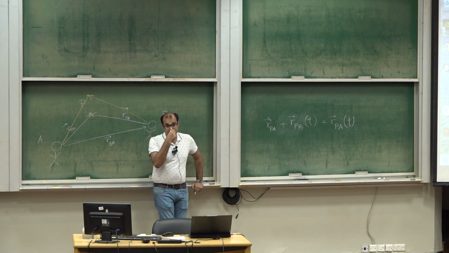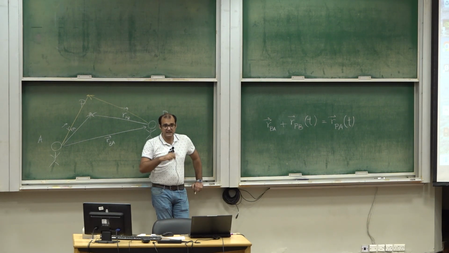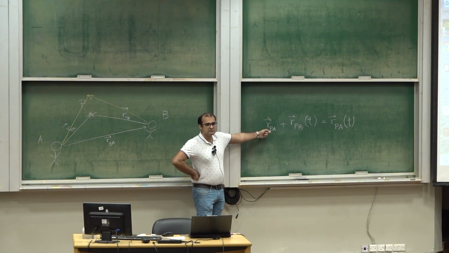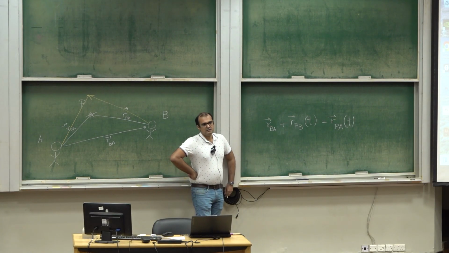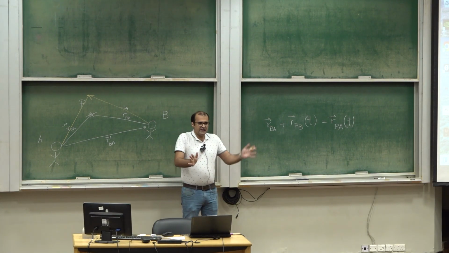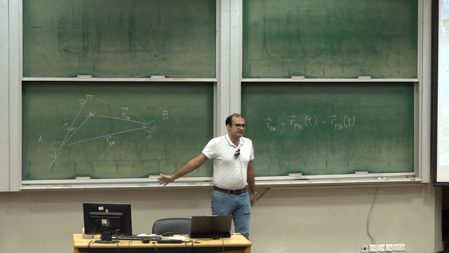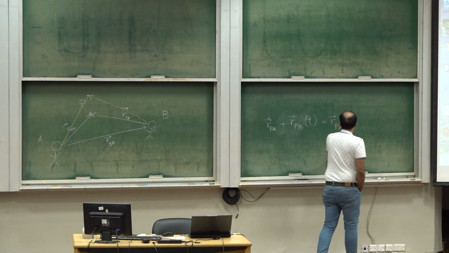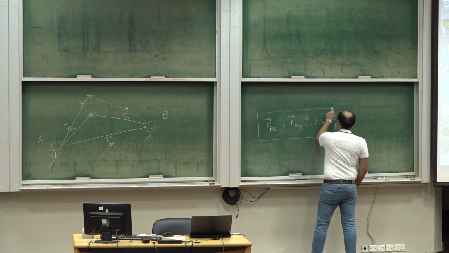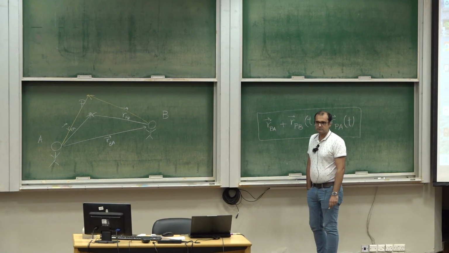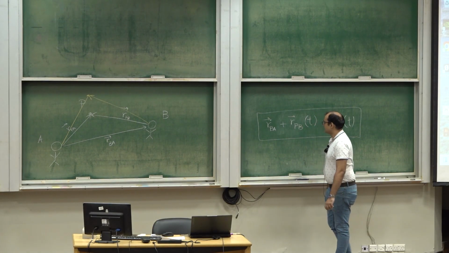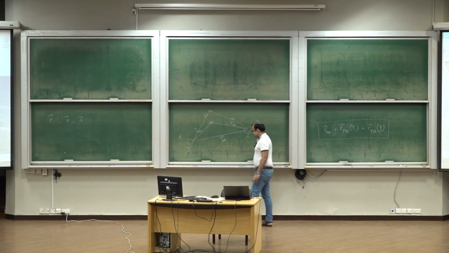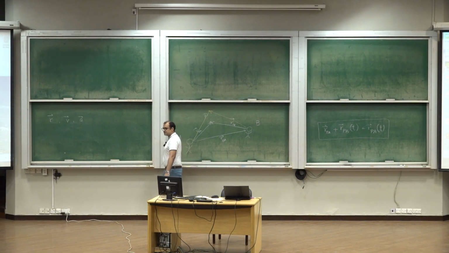Sure, the position vectors did change, but the relationship between them always remains this. As the object moves, the arrows change, but you can always form essentially this triangle of arrows. So this is true at any time t.